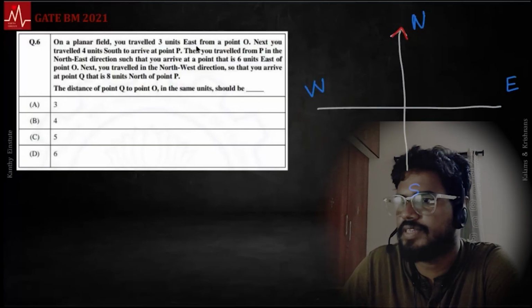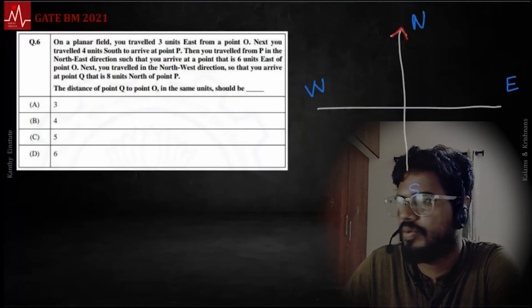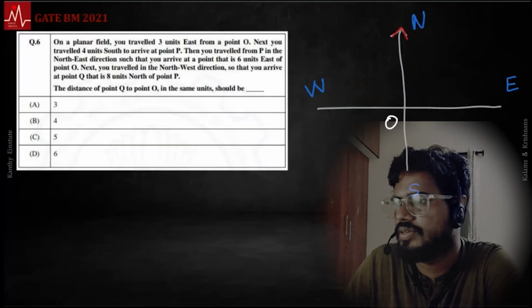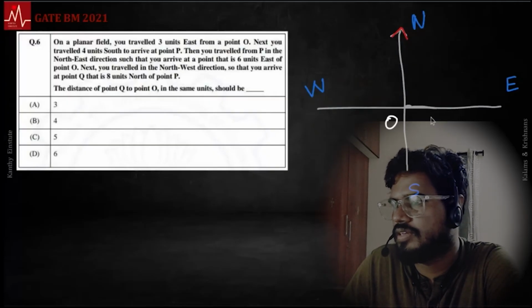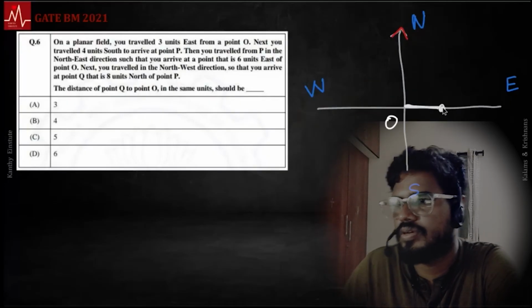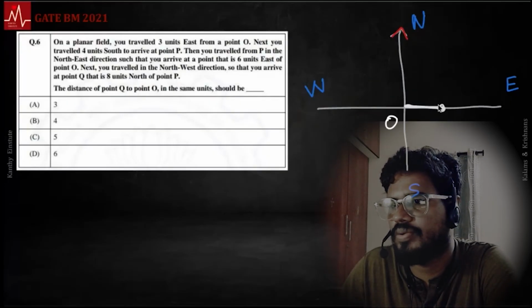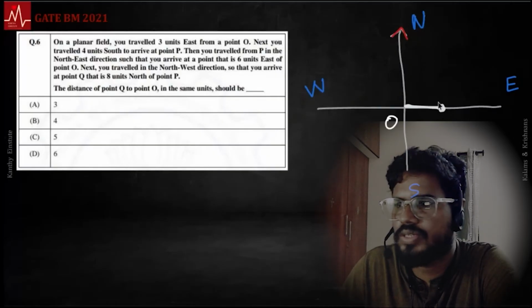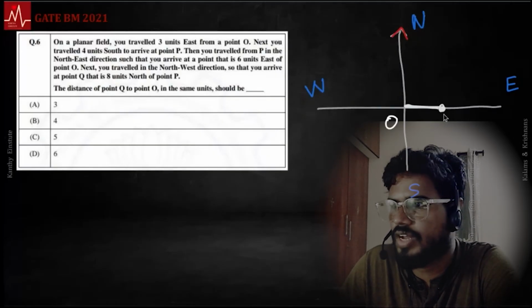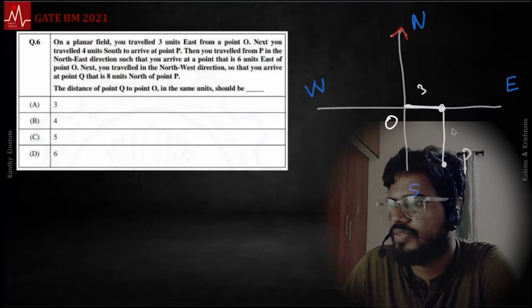You travel 3 units east, starting from point O. You have point O. You travel 3 units east of point O. Next, you travel 4 units south to arrive at point P. This is P. So this is 3. This is 4.